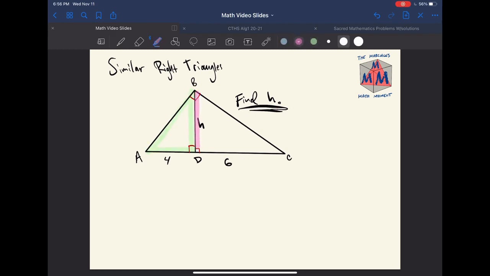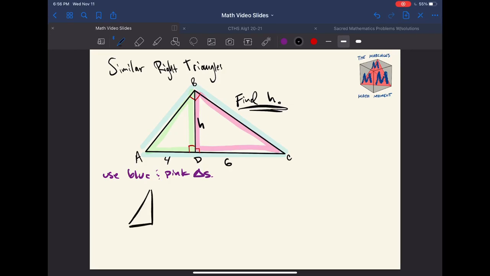So here we have a right triangle ABC, and we have these two lengths down here. AD is 4, DC is 6. And we're looking for the height of the big triangle. What's the height there? Or the altitude? We labeled it H for height. Well, because they're similar, I'm going to use the green and pink triangles. I wrote that I'd use the blue and pink triangles, but that's a mistake.